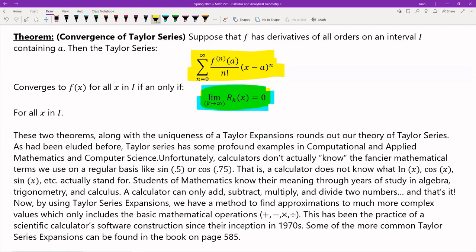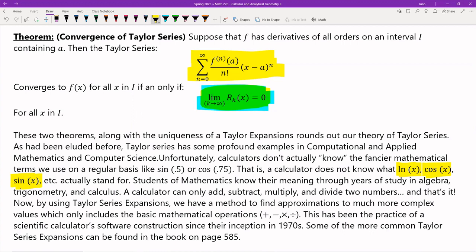There's a bunch of stuff that we know means something, but the calculator doesn't. Specifically, the calculator doesn't know what ln means. It doesn't know what cosine of x means. It doesn't know what sine of x means. We know what it means because we've studied math for so long. We know that the ln is giving us back the exponent when we do e to some power and we want it to be equal to x.